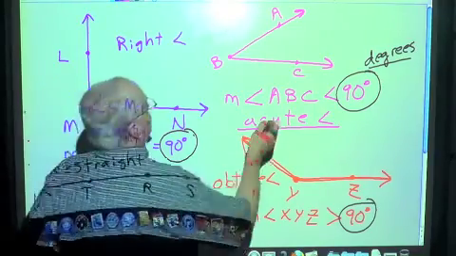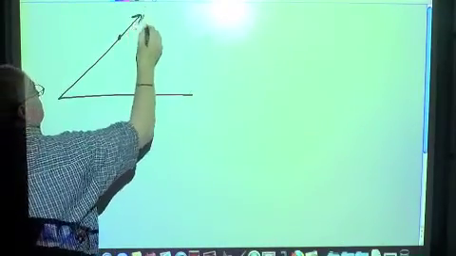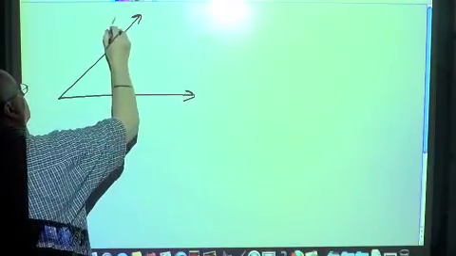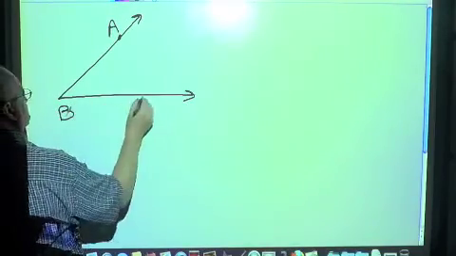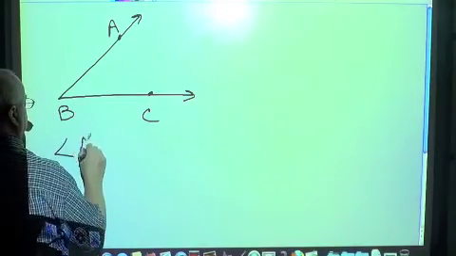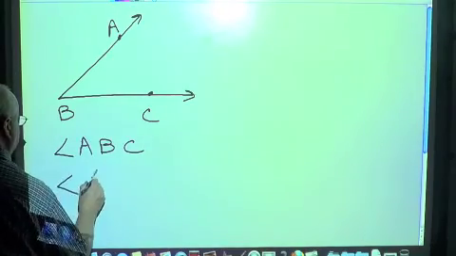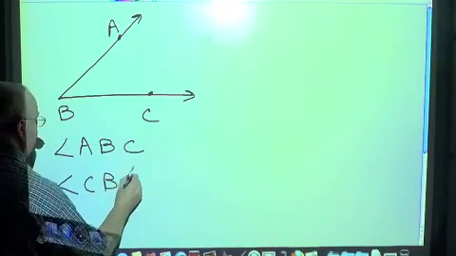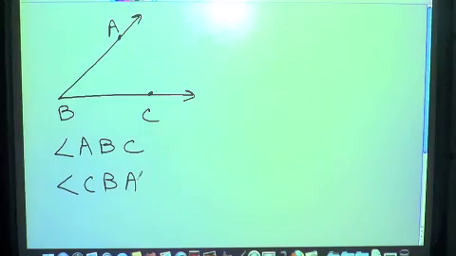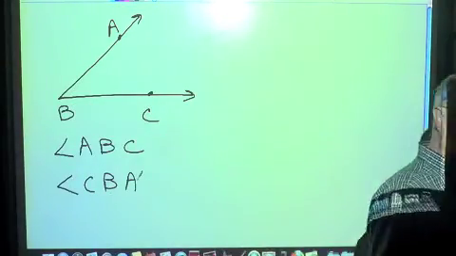Okay, the next thing we need to talk about is how we name them. This is angle ABC. Or we can name it angle CBA. It doesn't matter. Now, remember how we had a picture of a line segment?